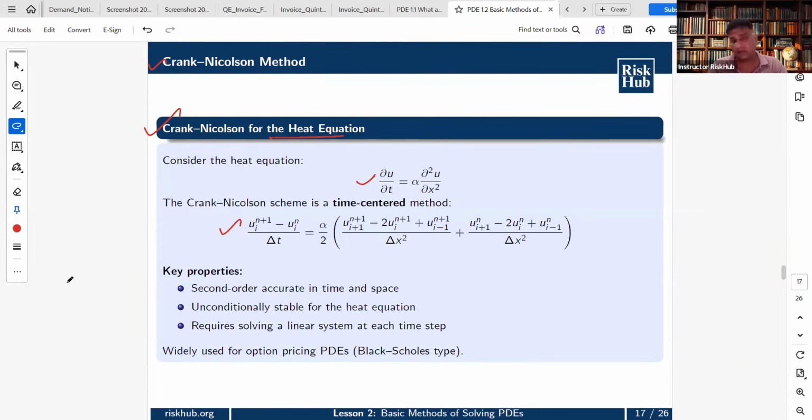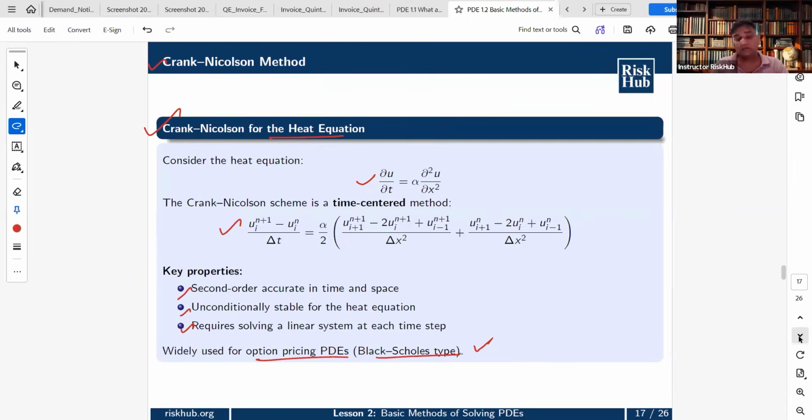The key property is that it is second order accurate, meaning more accurate than basic implicit or explicit schemes, and unconditionally stable for the heat equation; it does not blow up merely because the time step is large. It requires a linear system, so you need a matrix solution at each time step. It is used in Black-Scholes PDE, very common in option pricing. The finance connection is that Crank-Nicolson is widely used when option pricing PDEs need stable and accurate values across many asset price grid points. It is especially used for vanilla and some exotic options. Okay, so that is what we have.